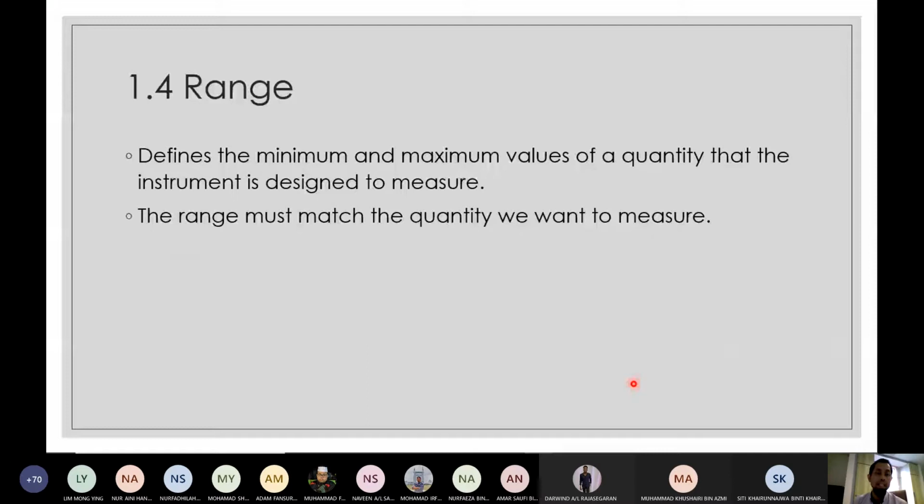Tolerance and range are related. Range defines the minimum and maximum values of a quantity that the instrument is designed to measure. So we need to select an instrument that matches the range of the parameters we want to measure. If it is out of range, then you may get the wrong reading, or you may have an error when you read the value. In the worst case, you may damage the instrument when the actual value is higher than the maximum value of the measuring instrument. So the range must match the quantity we want to measure.